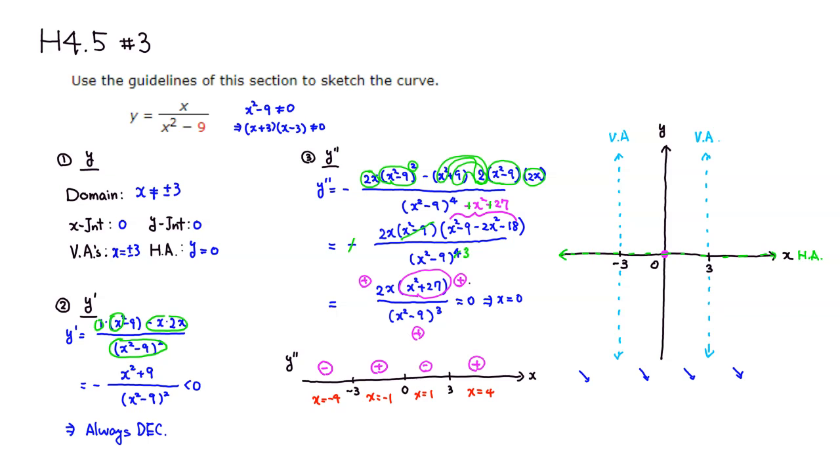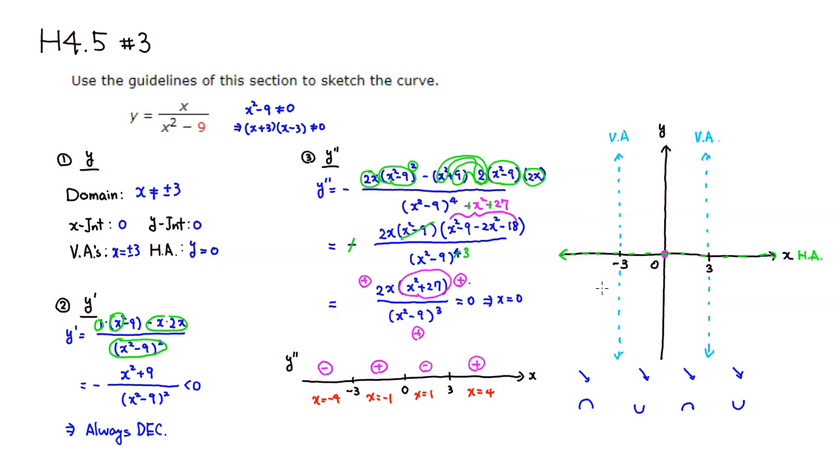Then we know the concavity. According to this, here it's negative, so it's concave down. Right here, positive, concave up. Here, concave down, and here, concave up. So now we can sketch the picture.